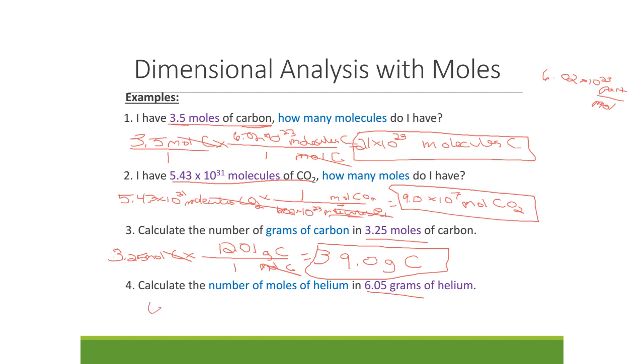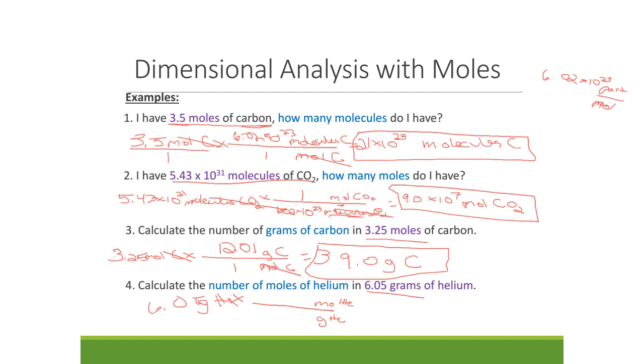So again, same setup. I'm going to start by writing my given information, 6.05 grams of helium. Notice I always put the unit and the substance whenever I'm doing this. 6.05 grams of helium, got a little stray mark there. We're converting that into moles. So conversion factor, we're starting with grams of helium, and we want to convert that to moles of helium.